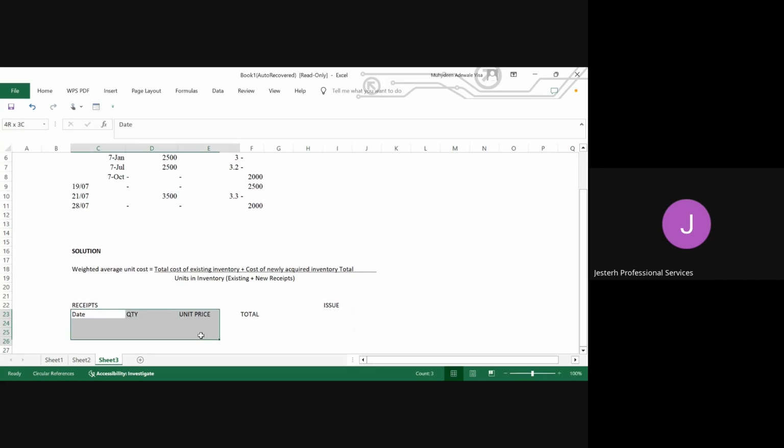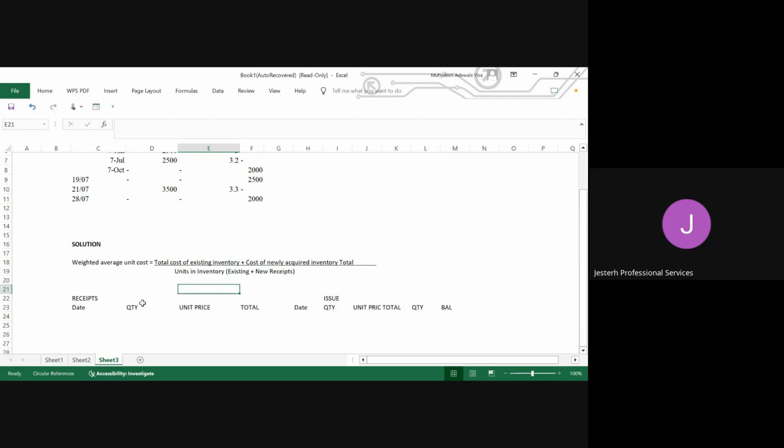Now remember, we still need to repeat the same thing. The key point here is to make sure that you are able to know the headings. Once you're able to know the headings, then the other aspects follow. This one is a balance.